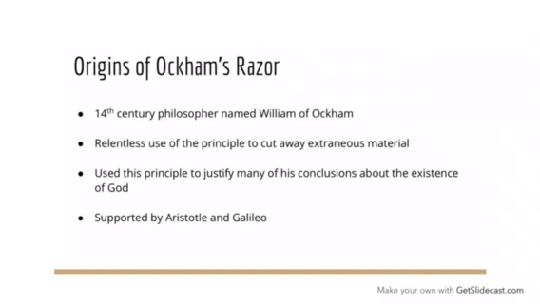In order to truly understand how Occam's razor works, you must begin by looking at where it originates. In the 14th century, there was a philosopher named William of Ockham. And while his ideas were not brand new, he was known for his relentless use of this particular principle that allowed him to cut away extraneous material so that he could find solutions to problems. Now, he used this principle to justify many of his conclusions, and a majority of them involved the existence of God. In later centuries, Occam's razor was supported by Aristotle and Galileo as a way to develop solutions to problems.